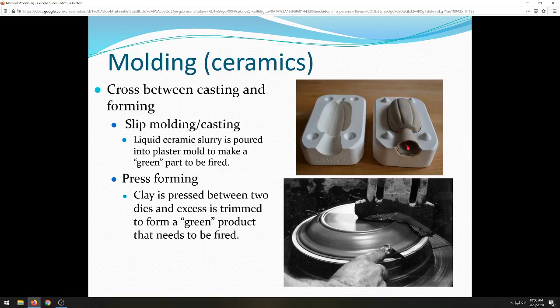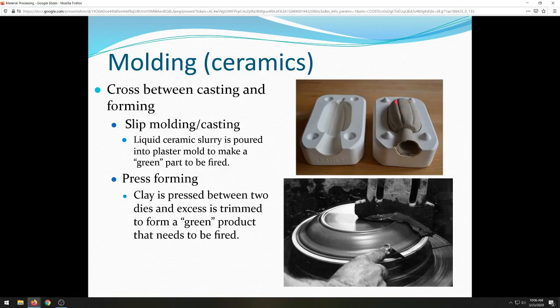After that certain time is up, you pour out the remaining liquid, which, because the plaster has sucked some of the moisture into it from the liquid, leaves a solid wall of material inside of the mold. Then you let that mold sit for roughly a day or so, and I'm sure factories can speed that process up. It becomes firm enough that you can handle it.